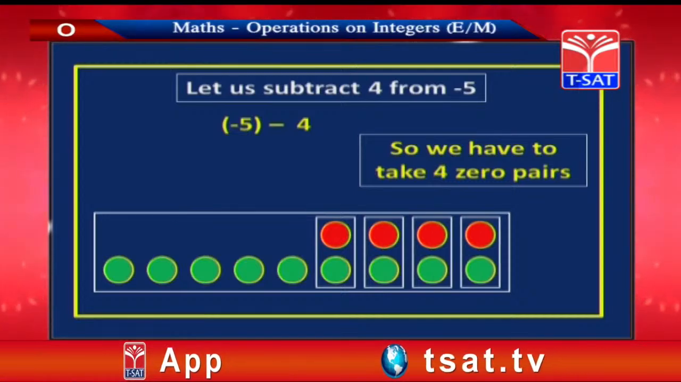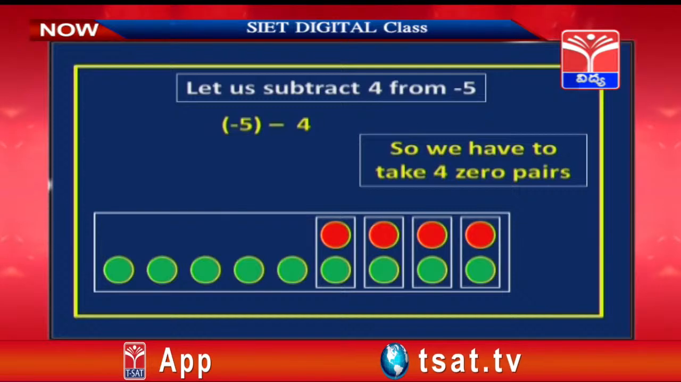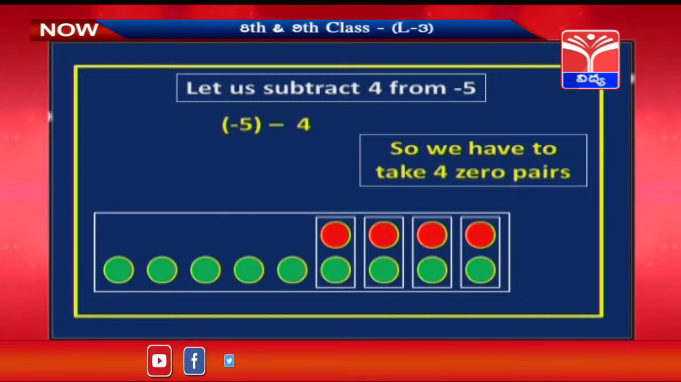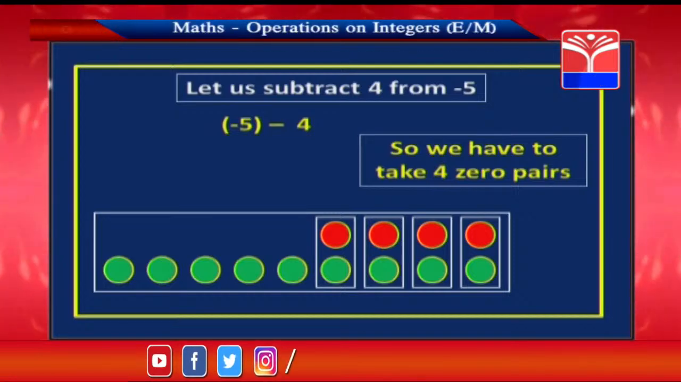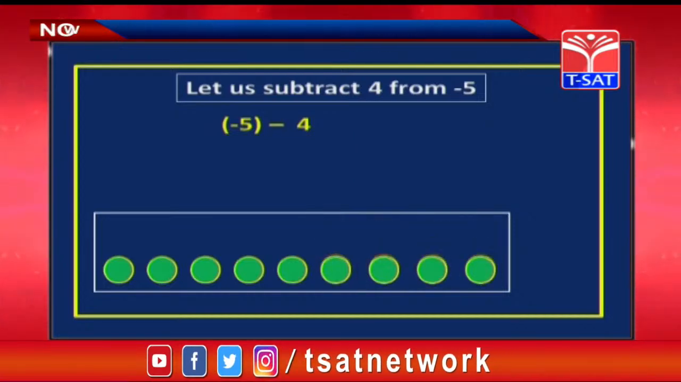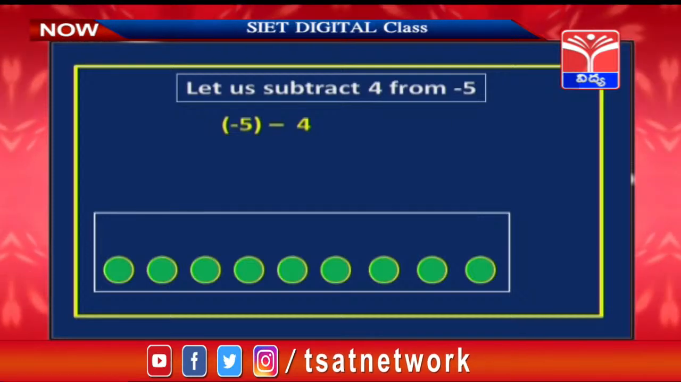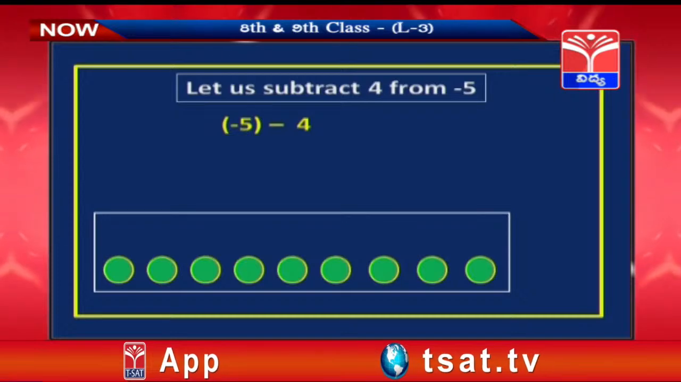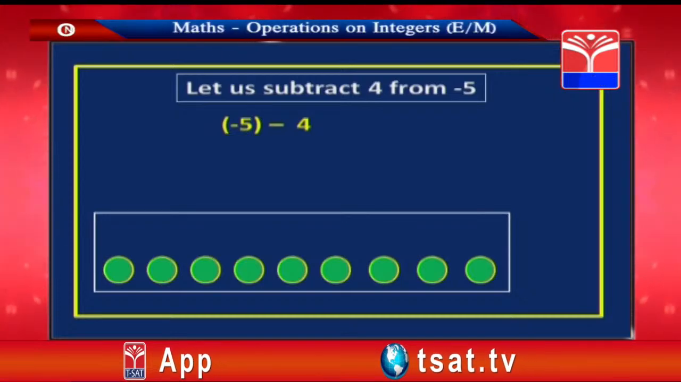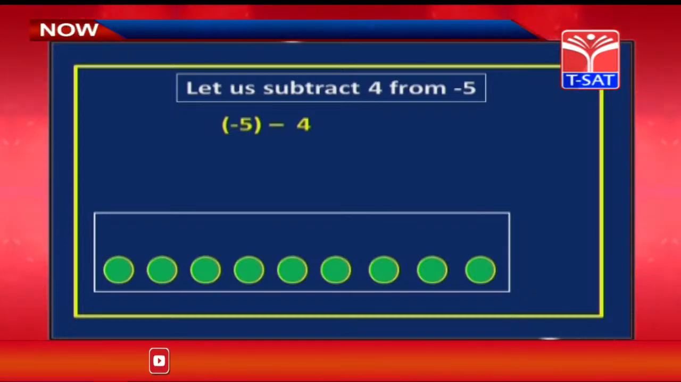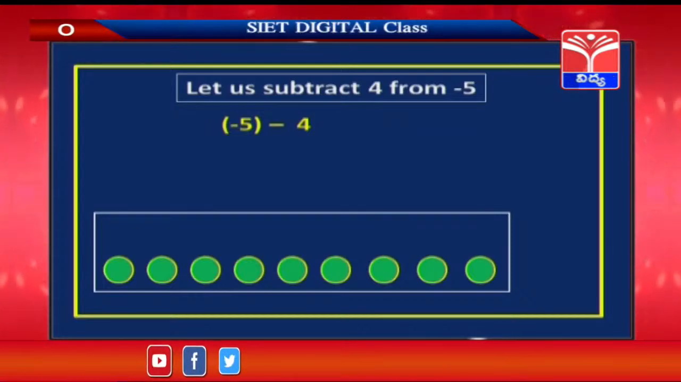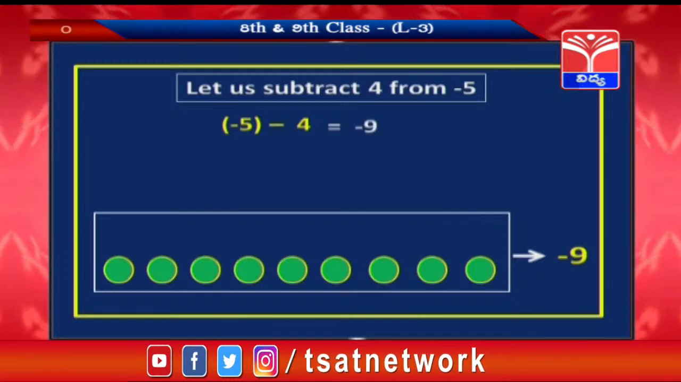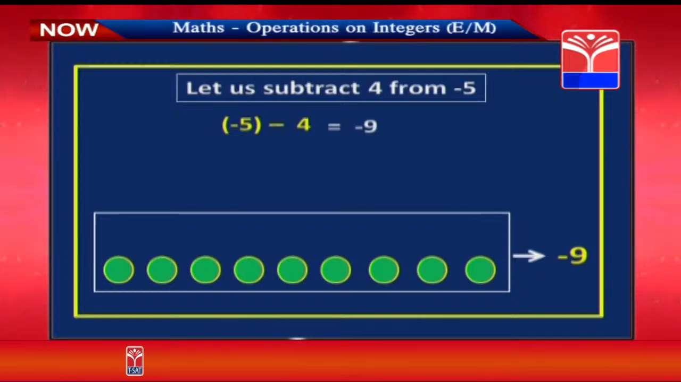Now, out of these 4 zero pairs, what are positive ones here? All red ones are positive ones. Now, since there are positive 4, we are subtracting. So, we remove all these 4 red coins. Now, once we remove all these 4 red coins, we are left with only green coins. Now, count the number of green coins, children. Yes, they are 9. That means it represents minus 9. So, children, minus 5 minus 4 is equal to minus 9.